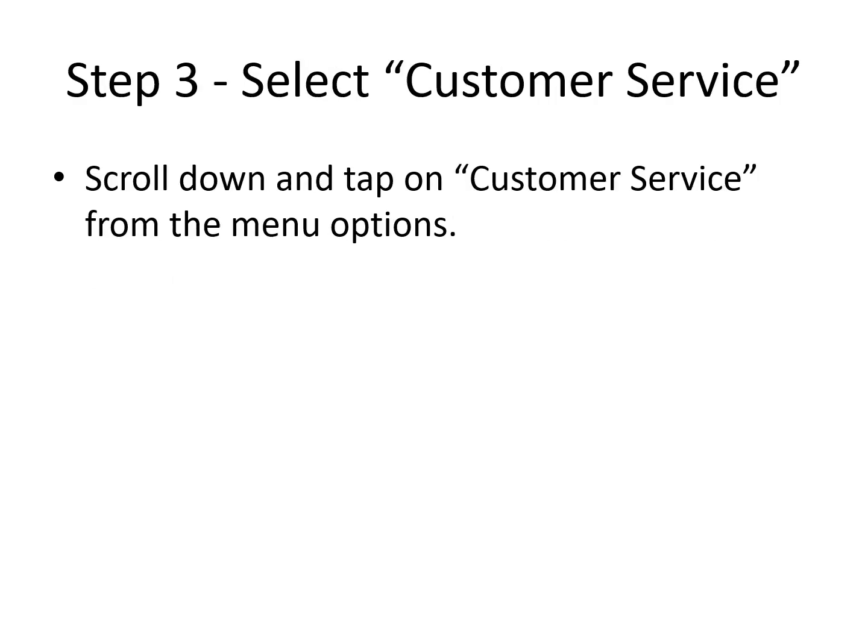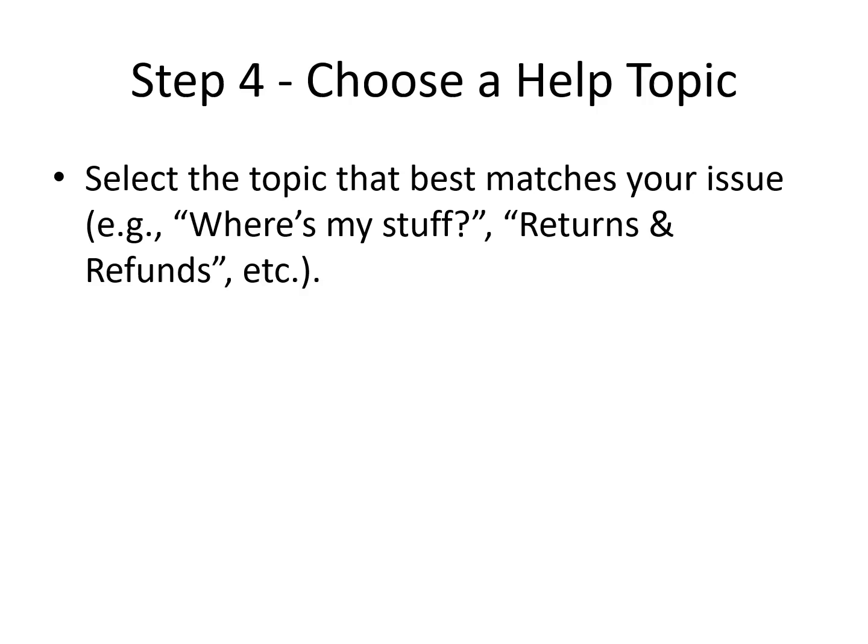Scroll down to the menu options and tap on Customer Service. This will take you to Amazon's Help and Support section. Here you'll see a list of common help topics such as where's my stuff or returns and refunds. Tap the one that matches your issue to proceed.